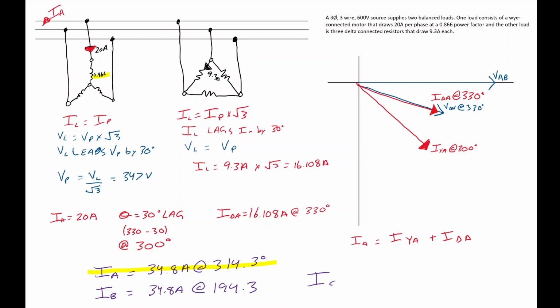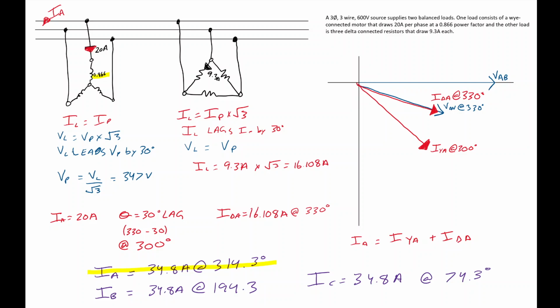So it would be 34.8 amps at 74.3 degrees. All right, so there are the two kinds of questions that I wanted to cover.